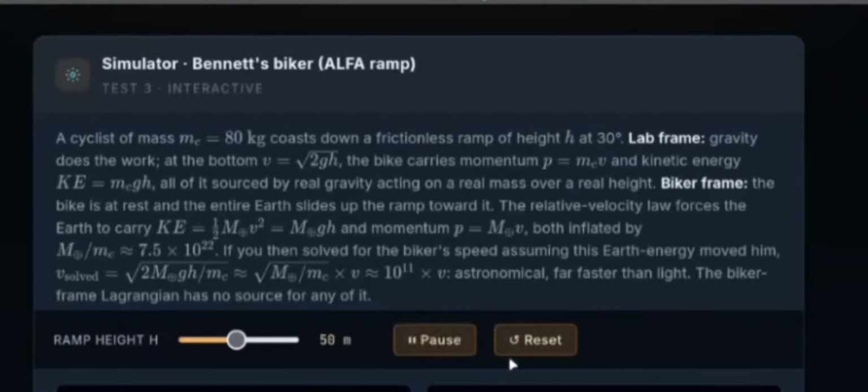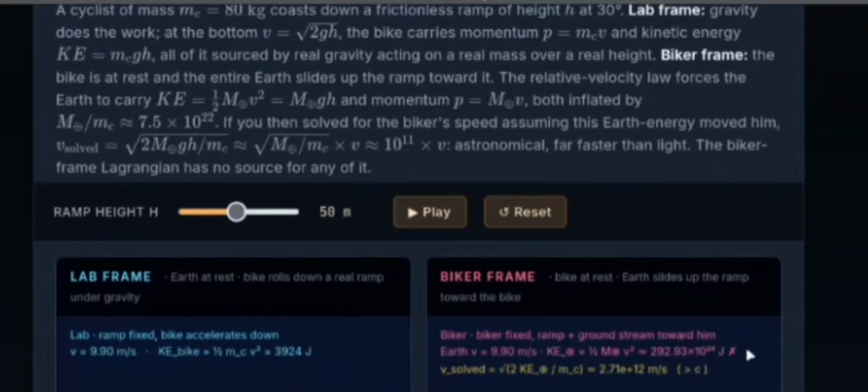So here we go. We'll play this out. Moving at a normal speed, moving faster than c. So that's the outcome, and we know that the biker doesn't end up moving faster than the speed of light. So we can rule that out as a potential real frame that makes accurate predictions.